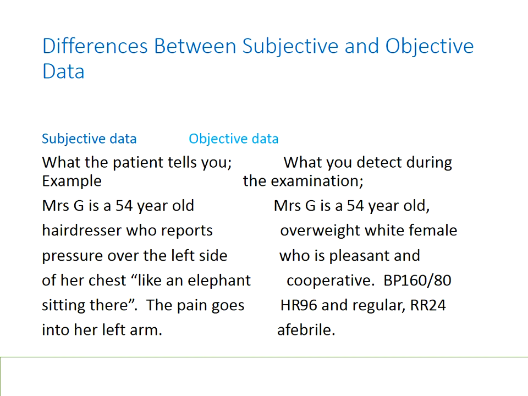From an objective point of view, we might say that what you detect during the examination is Mrs. G is a 54-year-old, overweight, white female who is pleasant and cooperative. Our observations are as follows. Her blood pressure is 160/80, her heart rate is 96 and regular, and she has a respiration of 24. She's also afebrile or apyrexic.